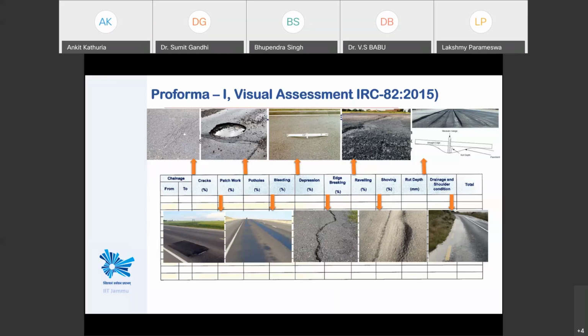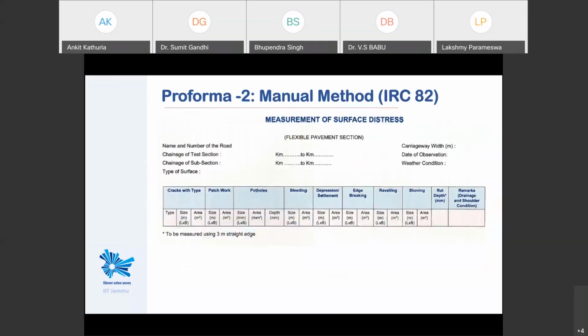So this is Proforma 1. Let's see how Proforma 2 looks. This is basically Proforma 2. Again, if you don't need very precise data of condition survey, Proforma 1 is good to go. But if you need a precise pavement distress condition survey, then Proforma 2 becomes more relevant. In Proforma 2, you are recording similar information about patchwork, potholes, bleeding, but you are getting down from your car and actually measuring the length and breadth of the areas which are affected.